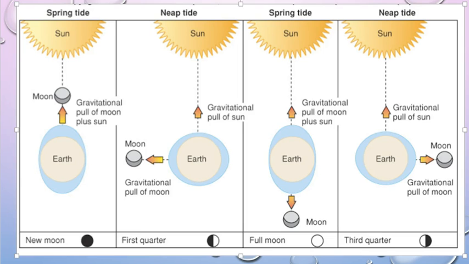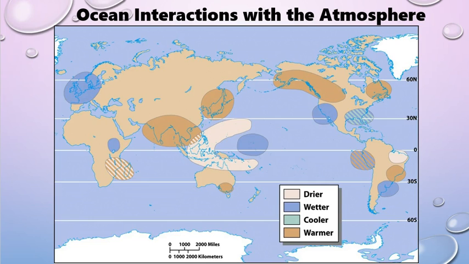Alright, so now that we've wrapped up all of the different ways that the ocean patterns are controlled, now we want to go back and think again about how those ocean patterns are going to interact with atmospheric patterns around the world.